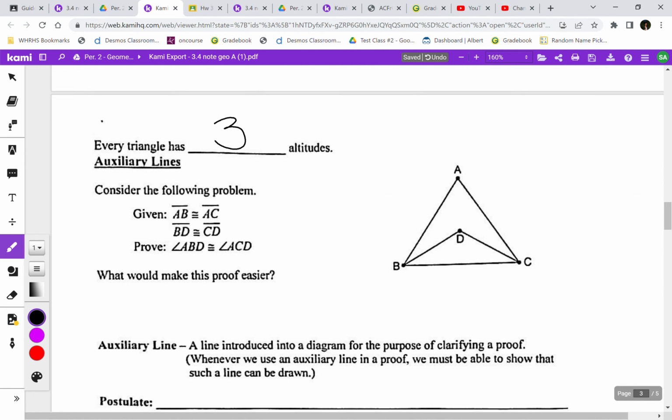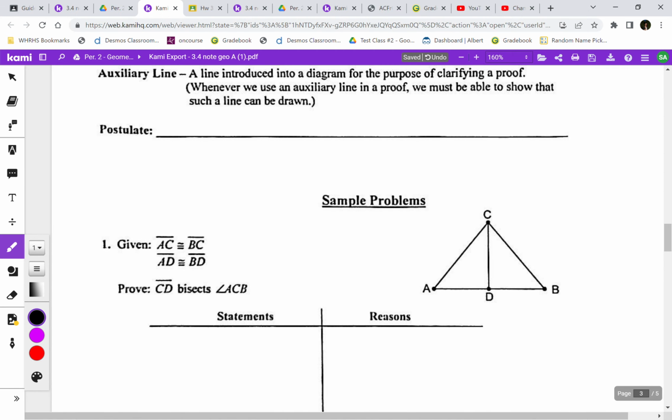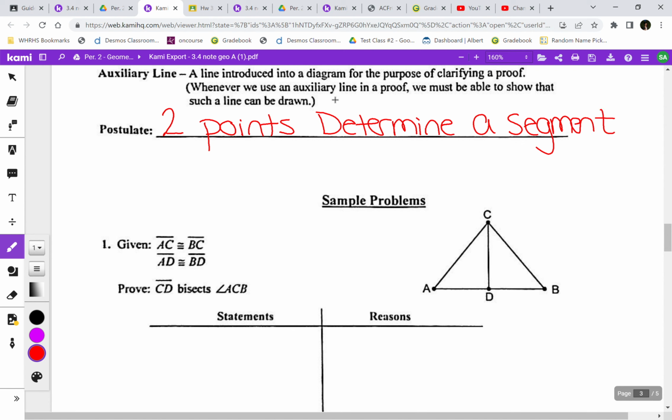All right, let's scroll down to where it says postulate. I'm going to tell you a postulate that you have to memorize verbatim. I will not take any variation of this wording. You have to memorize it exactly. So the postulate reads, 2 points determine a segment. You must memorize this verbatim. A lot of students like to say 2 points make a segment. 2 points don't physically make a segment. They can't. They're points. Right? So it's 2 points determine a segment.